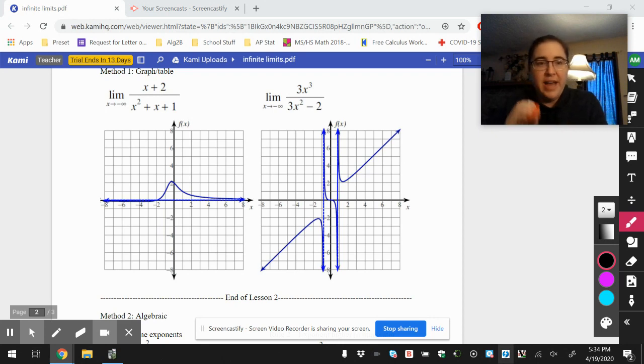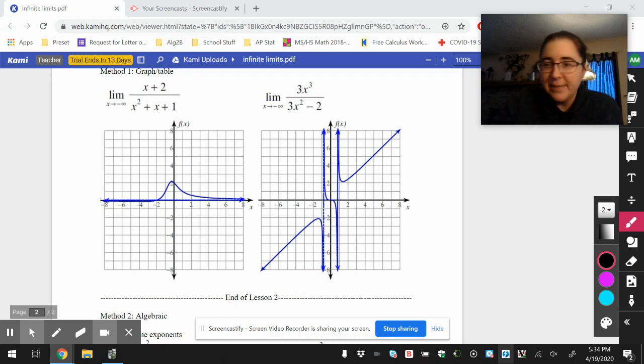Our first course of action would be to plug things in, but here's where things are different. Now we're talking about infinity. We're not talking about a number. If I asked you what is this function approaching as I get close to 0, I would just plug 0 in and see what happens. Or if it was approaching something at 4, I would plug 4 in. And we'd use our methods from before to try to figure it out. But of course, we are approaching infinity.